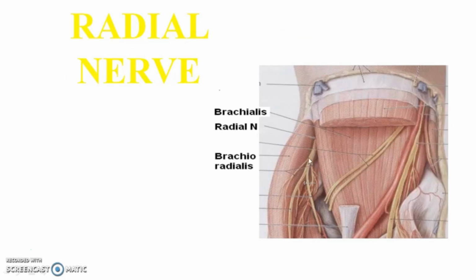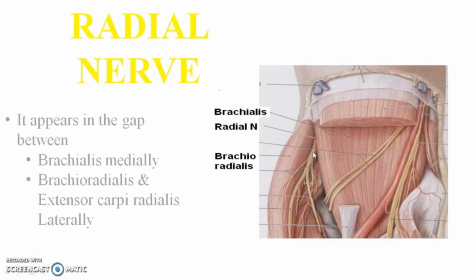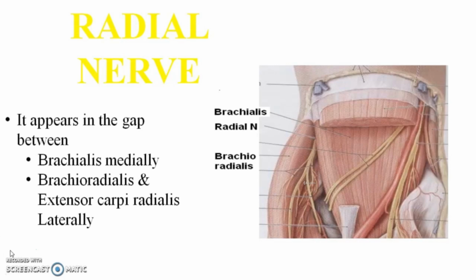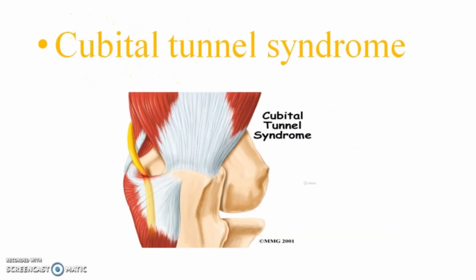Now talking about the radial nerve, which you can see clearly in this picture. So this is the radial nerve, the superficial branch we are seeing. It appears in the gap between brachialis medially and brachioradialis and extensor carpi radialis muscle laterally. Here you can see it clearly: this is the brachioradialis muscle, and this we call the brachialis muscle. Between these two muscles we have the radial nerve peeping out through the gap. So this is the lateral most structure present in the cubital fossa, and then we go to the applied aspect of this cubital fossa.